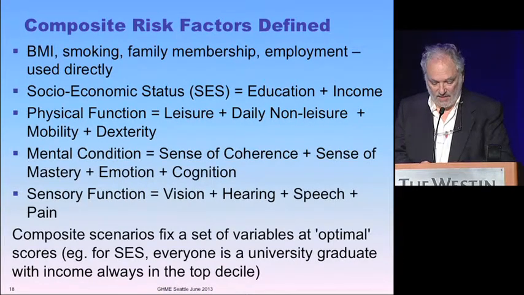Given the available time and to simplify the display of our main results, we've collapsed a number of risk factors, both proximal and distal. BMI, smoking, family membership, and employment are used directly, but we've created some composite risk factors for purpose only of displaying the results. If we had more time, I'd show you the underlying stuff for socioeconomic status, physical function, mental condition, and sensory function, which I note includes pain.